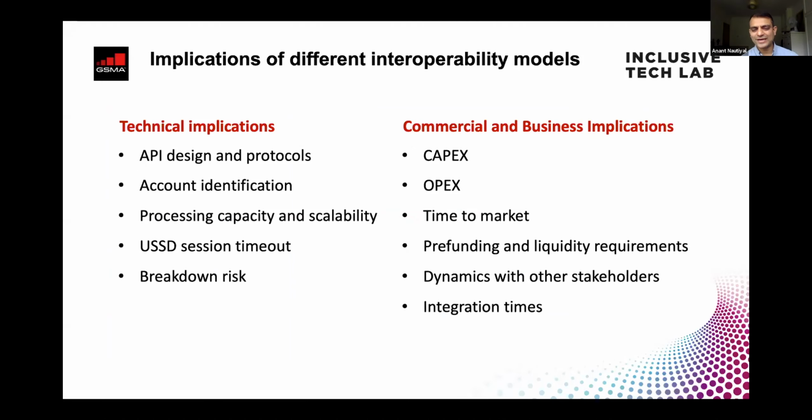And then we looked at the technical architectures of these models. Those are not represented here. But we essentially studied what happens if you have a bilateral model in terms of the technical architecture. What is the implication of that for technical parameters, which are mentioned here, and on the commercial and business parameters? So if you have an aggregator-led model, what has that done to the API design and protocols, account identification, breakdown risk, who's responsible for fixing something if it breaks down? Those are some of the factors we looked at on the technical side.